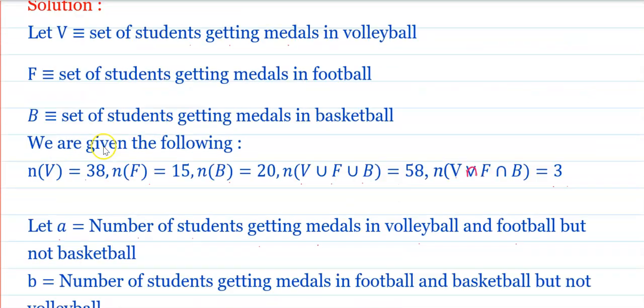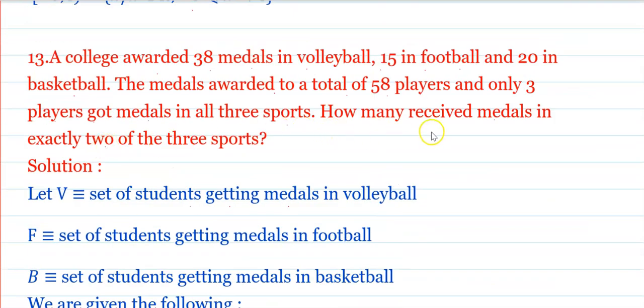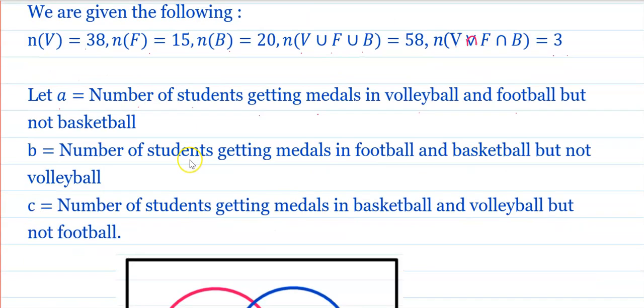Okay. Now, what we want to find out? How many received medals in exactly 2 of 3 sports, and therefore here we consider A is equal to the number of students getting medals in volleyball and football, but not basketball. B, the number of students getting medals in football and basketball, but not in volleyball. C, the number of students getting medals in basketball and volleyball, but not in football.